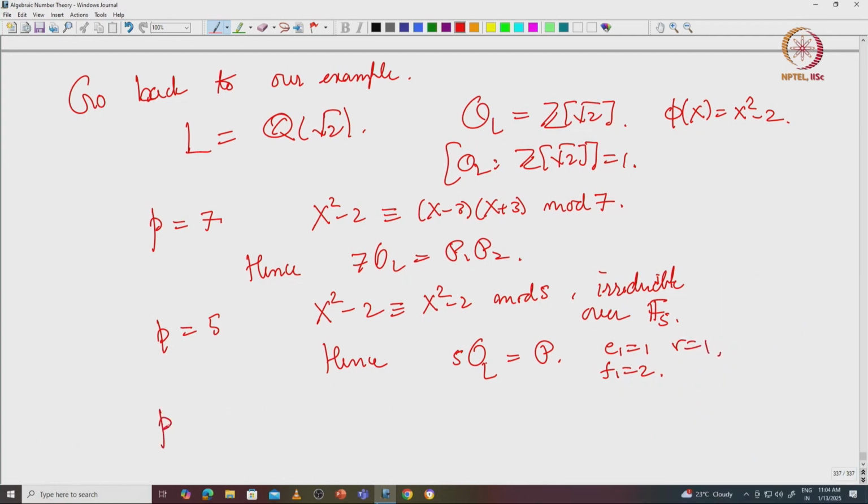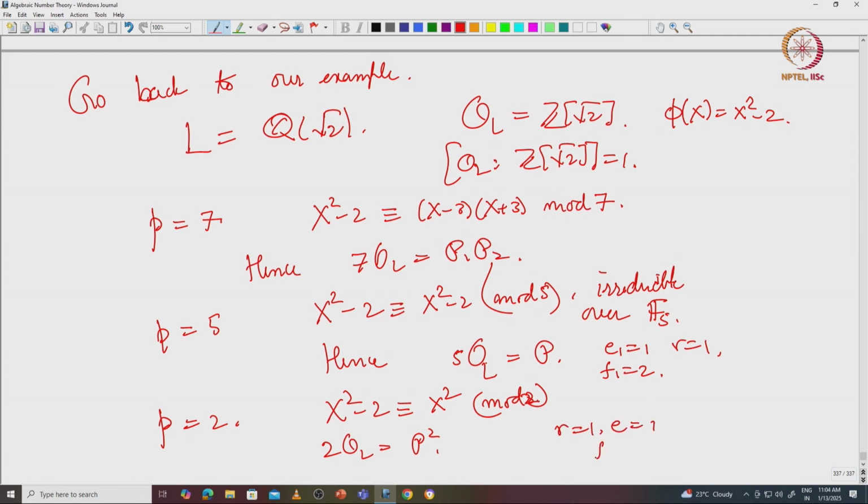Right. You can also take p equal to 2 and we get x squared minus 2 is congruent to x squared mod 2. Right. So, we get 2 times O_L is P squared, right. So, R is equal to 1, E is equal to 2 and F is equal to 1, right. Okay. So, that's an example, and we could do many more examples like this.